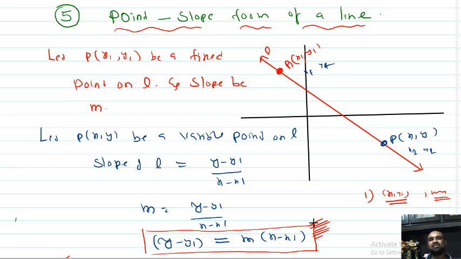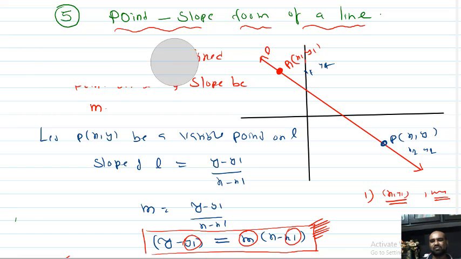So, this is called the point slope form of a straight line. Remember, y minus y1 equal to m times (x minus x1). y1 is the y coordinate of the fixed point, x1 is the x coordinate of the fixed point, y and x are variables, m is the slope of the straight line. Okay, I will explain through one example.